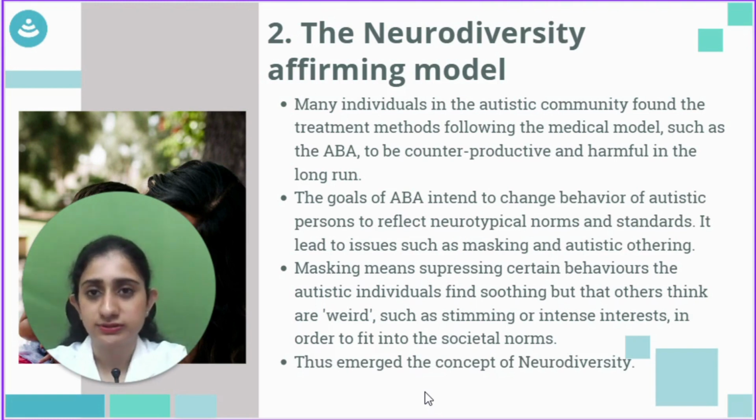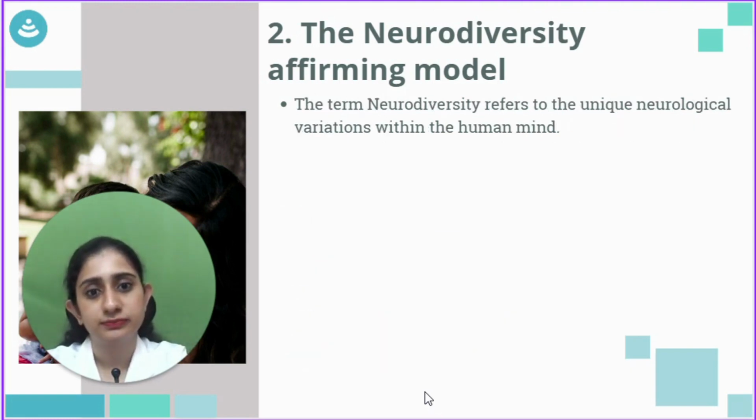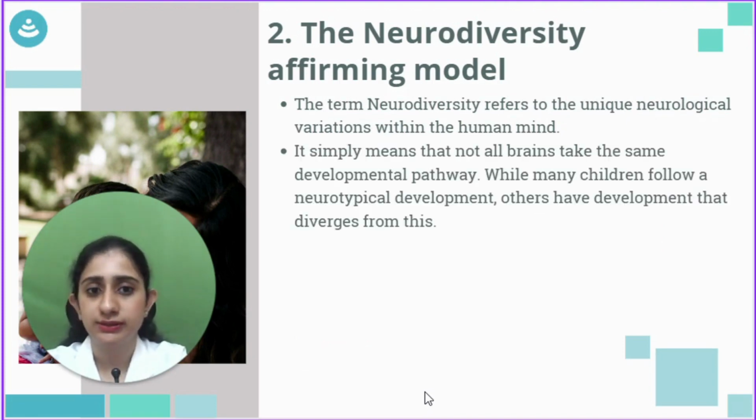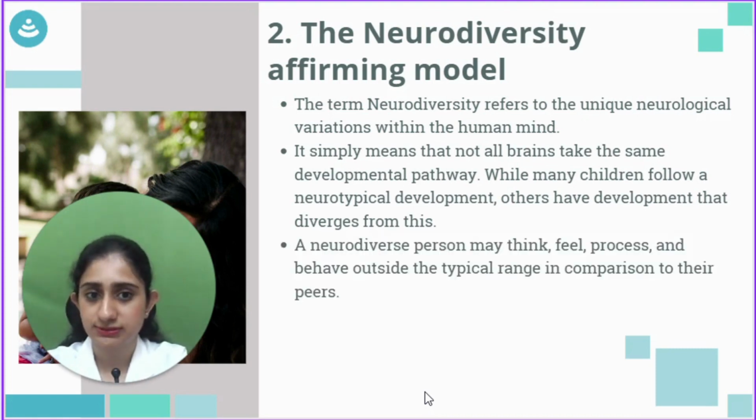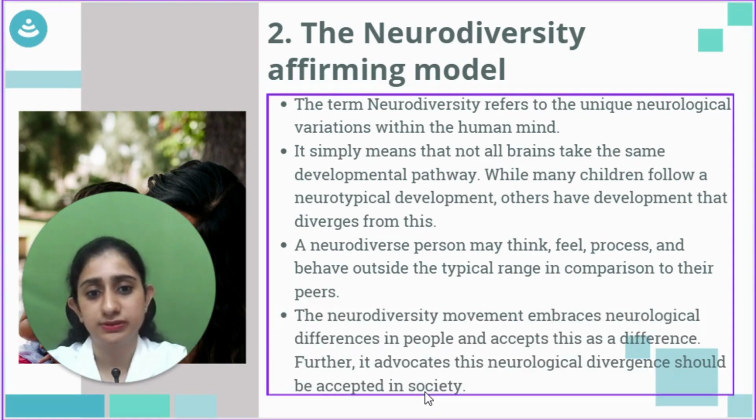Thus emerged the concept of neurodiversity. So the term neurodiversity refers to the unique neurological variations within the human mind. It simply means that not all brains take the same developmental pathway. While many children follow a neurotypical development, others have development that diverges from this. A neurodiverse person may think, feel, process, and behave outside the typical range in comparison to their peers.